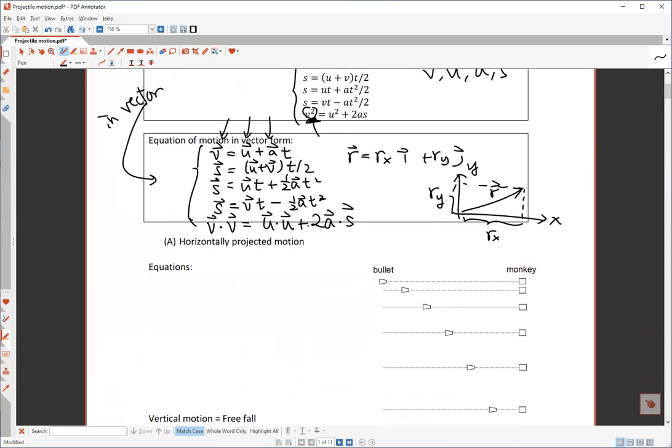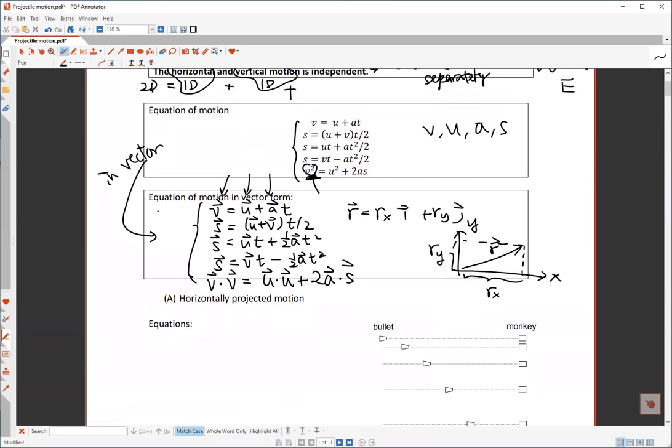Later on we'll use this equation of motion in a better form, just later on. We still will use the equations of motion in scalar form, and most likely in this chapter we are just going to use two of them. Then it becomes very simple. Most likely we are using the first one and the third one in the questions.